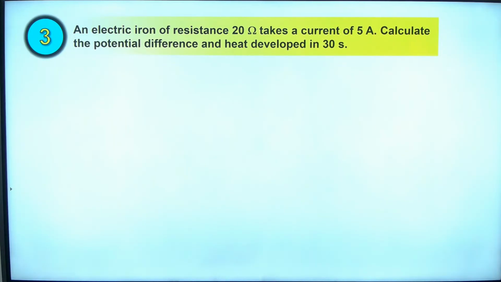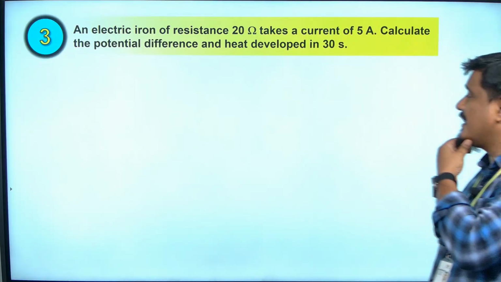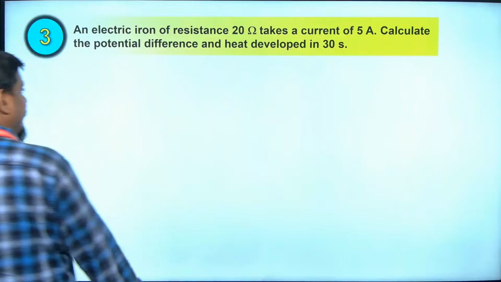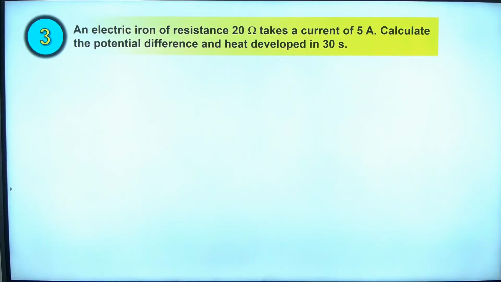Resistance given, current given. Potential difference you have to find, and also the heat you have to find in 30 seconds. Make it fast. Voltage after volts, heat is 15 kilojoule. Voltage is equal to? 100 volts. Okay. Heat is 15 kilojoule.